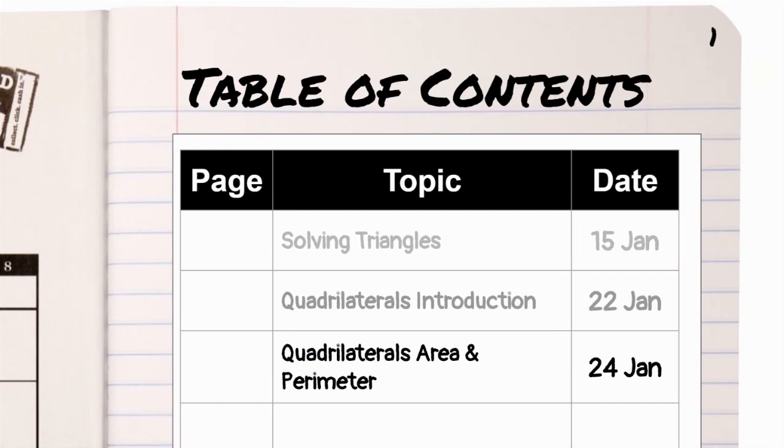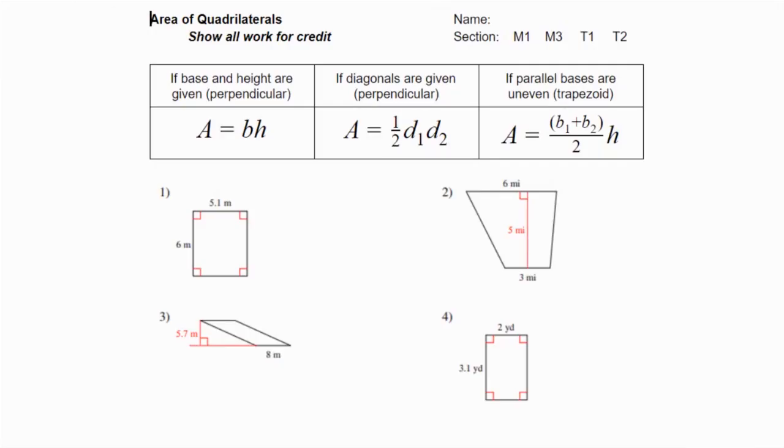Today we're going to review area of quadrilaterals. You know it's a quadrilateral because it has 4 sides. In class we used 3 different formulas.